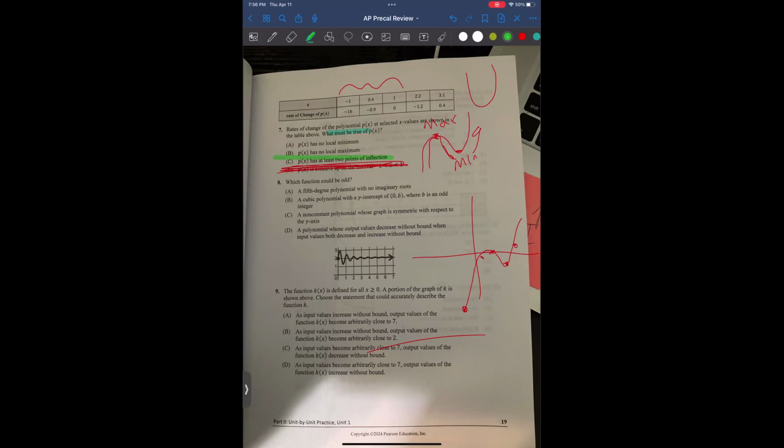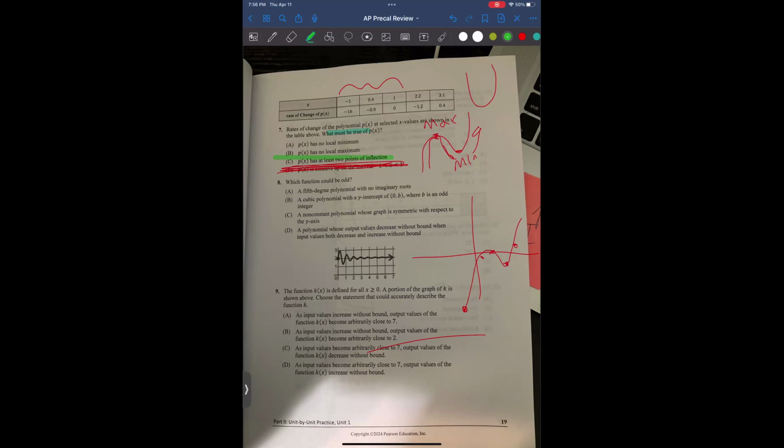All right, question number 8. Which function could be odd? So now this is kind of the opposite of the question we just did that was asking for specifics. This one is now saying, what's a possibility? Like what could work, right?